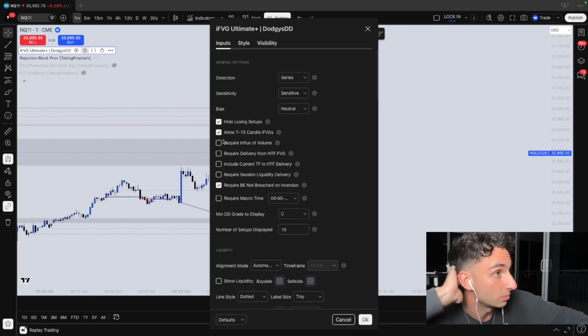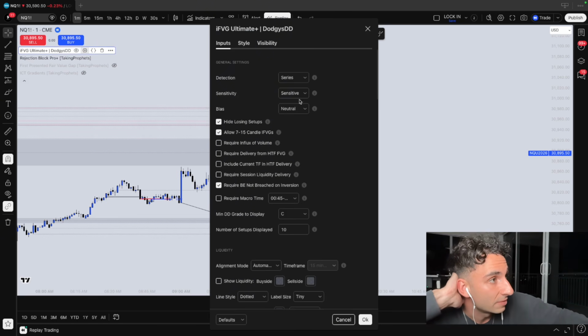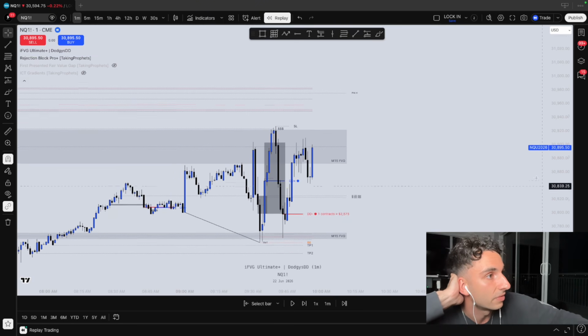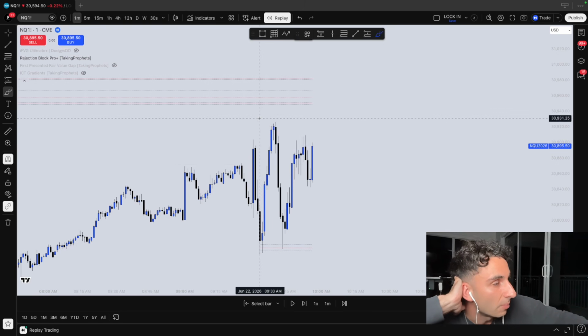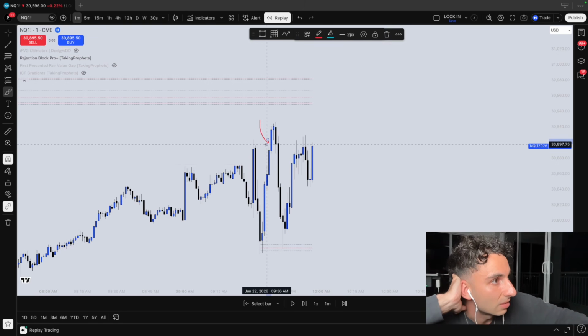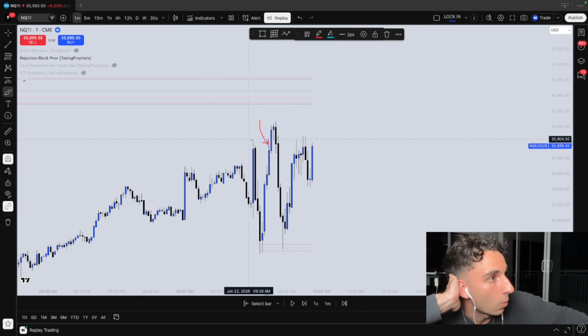I just realized I am trying to kind of go through the indicator settings, but what's next? We have sensitivity. So basically sensitivity is going to determine the size of the gap. I'm going to turn this off for a second. If you remember the beginning of the video, I had to change the sensitivity for this gap. This is a small gap. I would say when the indicator's on sensitive, it's going to pick up these small gap inversions.